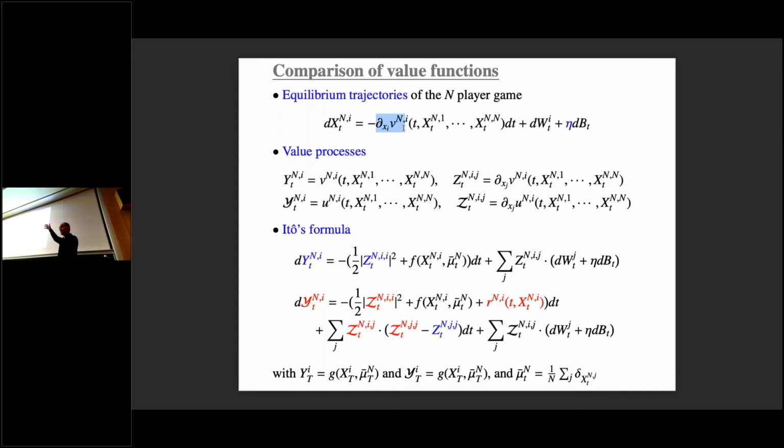I want to evaluate U and I along the cloud of particles driven by little V. And so you see, I am paying here for the distance between little V, or the derivative of little V, and the derivative of little U. This is exactly coming from the fact that I don't use the derivative of U, but the derivative of V when I evaluate U.